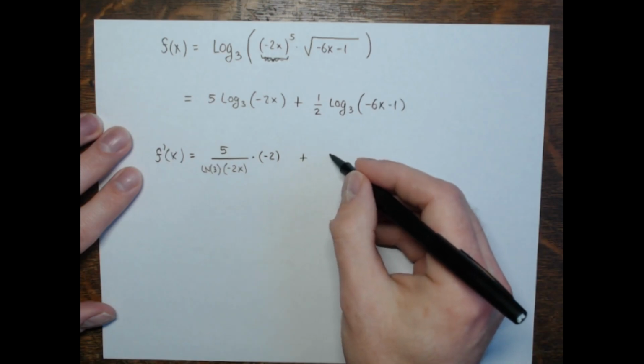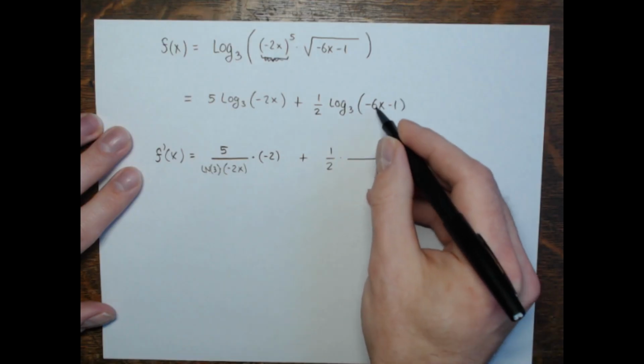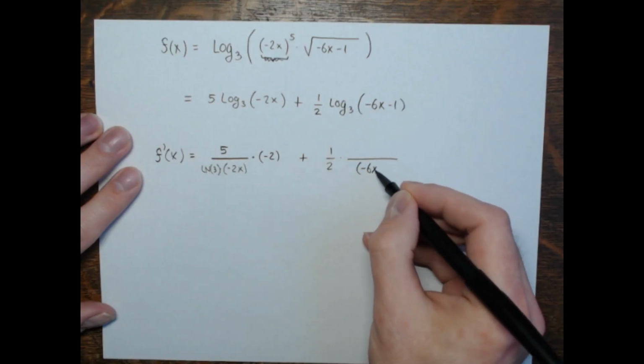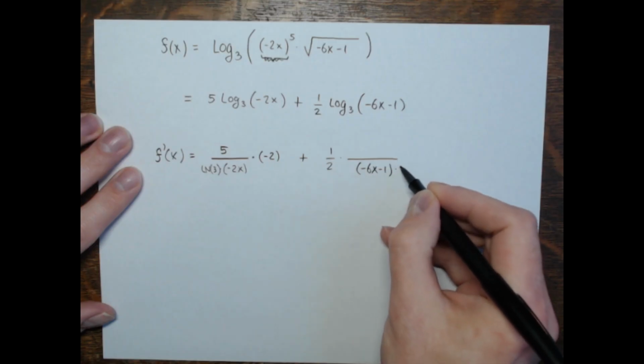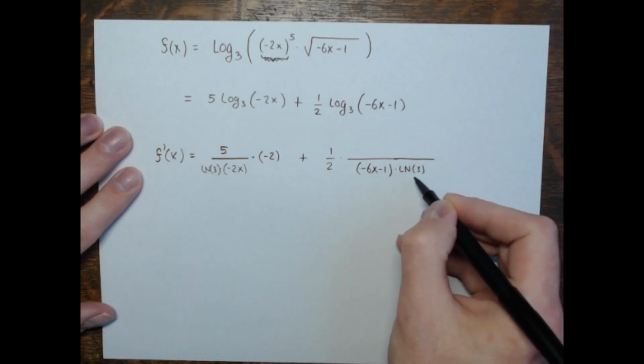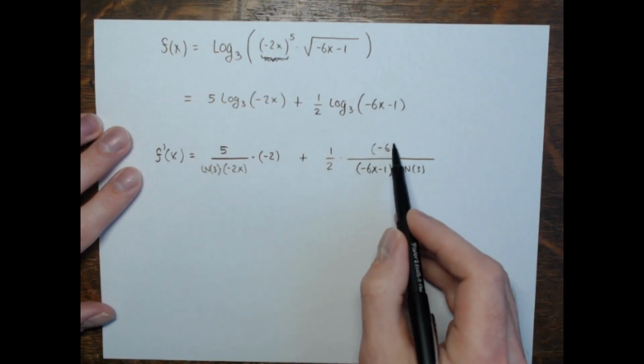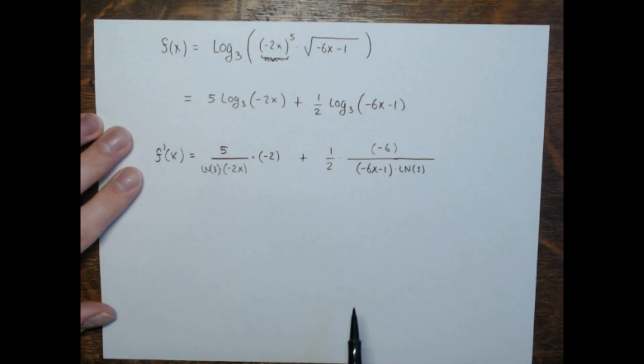Then we have plus 1/2 times 1 over negative 6x minus 1. And don't forget the times natural log of 3 down here. This is log base 3, so natural log of 3 factor down here as well. But then times negative 6 up top, right? The derivative of the expression inside.